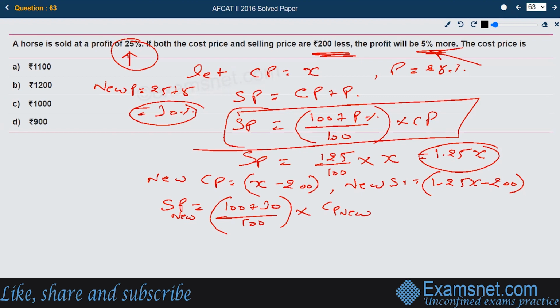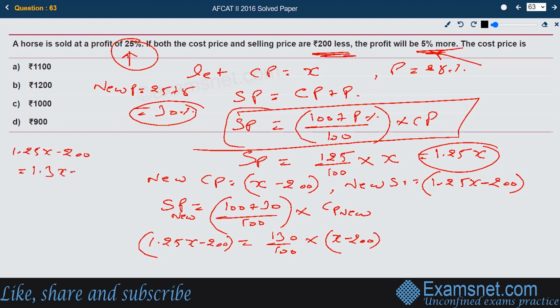So if we use this, SP new value we have already calculated as 1.25x minus 200, and this is going to be equal to 130 by 100, that is 1.3, into CP new, and we have already taken the CP new as x minus 200. If we solve this equation further, this gives us 1.25x minus 200 is equal to 1.3x minus 1.3 into 200. 1.3 into 100 will be 130. If you double it, that will be 260. So this is the equation, solved here by multiplying inside.